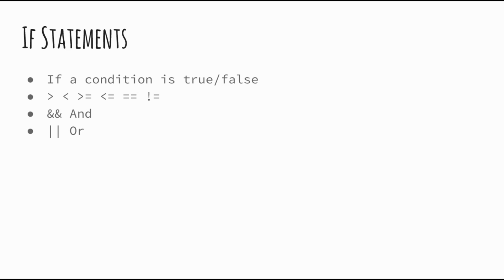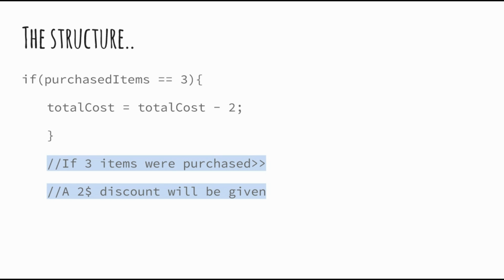We also have the OR operator. With that we can check if either one of the conditions specified is happening, and then perform our actions. Many times we use an if statement for our base cases in Java to check if a user entered a valid number, for example, or a specific one, and so on. This is the structure of an if statement. For example, we want an if statement to check if 3 items were purchased. And if it's true, then $2 will be deducted from the total cost, if we had a store, for example.